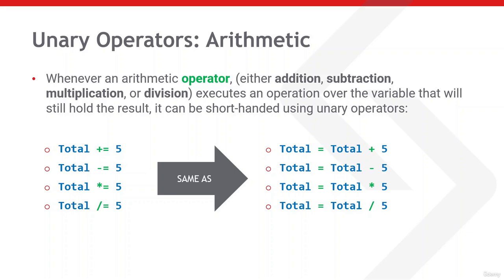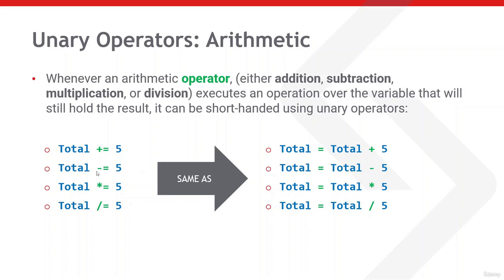But we can also use unary operators for arithmetic. So instead of doing total equals total plus 5, I have a shorthand for that. Whenever I want to do something inside a variable and return the value to itself, like total receives total plus something, I could just write total plus equal 5. The result is going to be exactly the same. I'm going to get the current value of total, add 5 to that, and then return the result to the same variable, total.